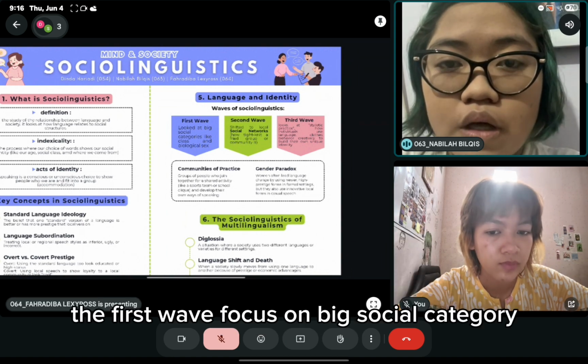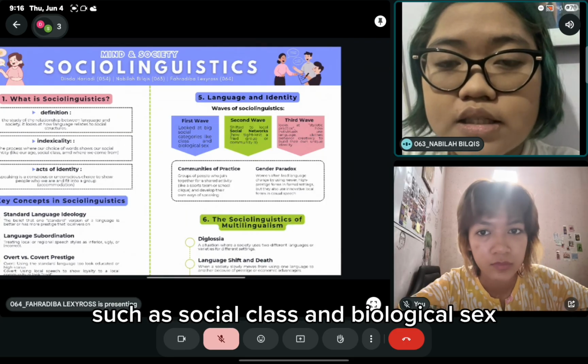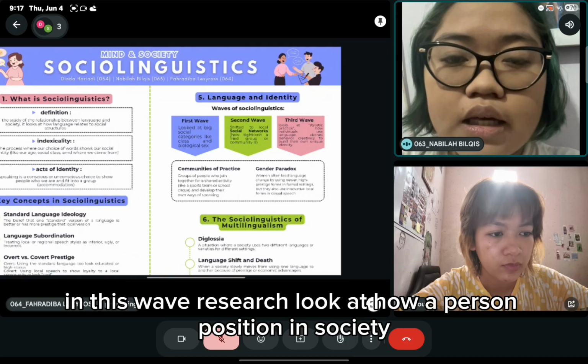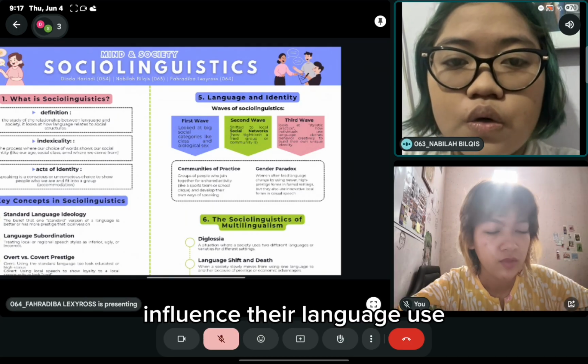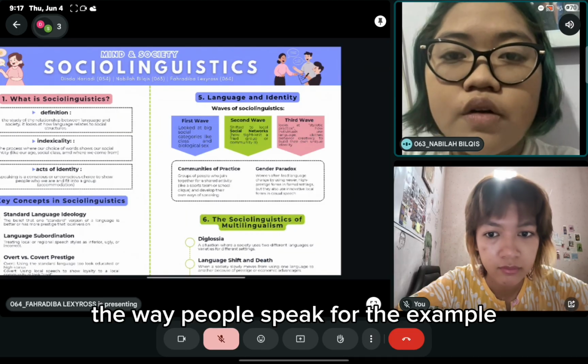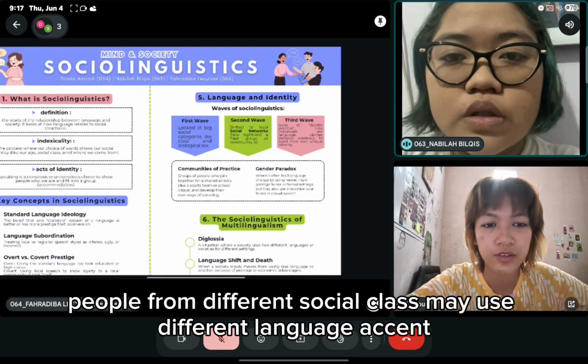sociolinguistics. The first wave focused on big social categories such as social class and biological sex. In this wave, research looked at how a person's position in society influenced their language use. Research studied how these categories influence the way people speak. For example, people from different social classes may use different language accents.